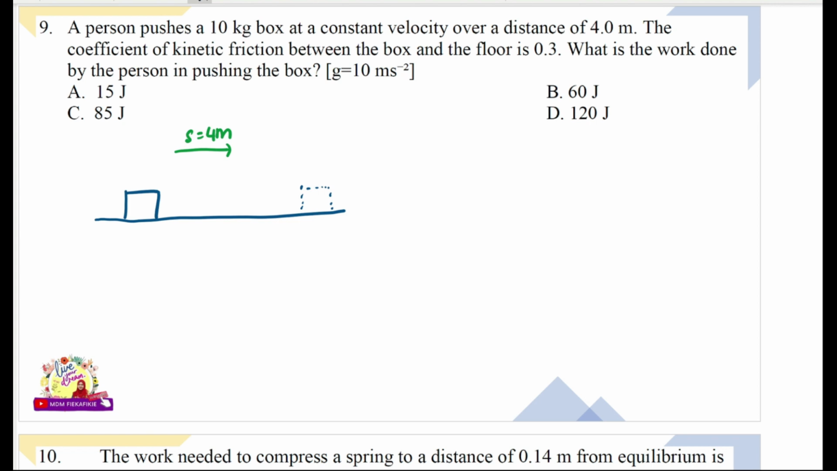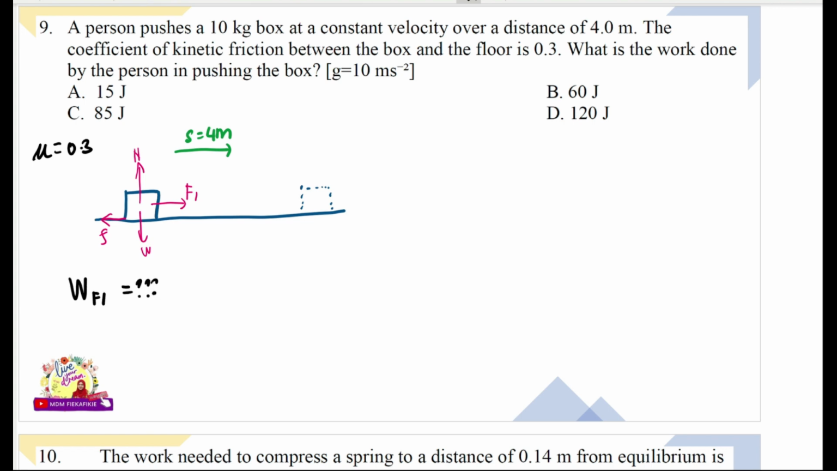The coefficient of kinetic friction, so means that we have friction. Okay, this is the weight, free body diagram. So, this is the normal force. And this is the external force daripada orang yang tolak kotak tu tadi. Saya letak F1. Okay. So, given that mu is equal to 0.3. What is the work done by the person in pushing the box? Means that we want to calculate the work done by the person, F1.